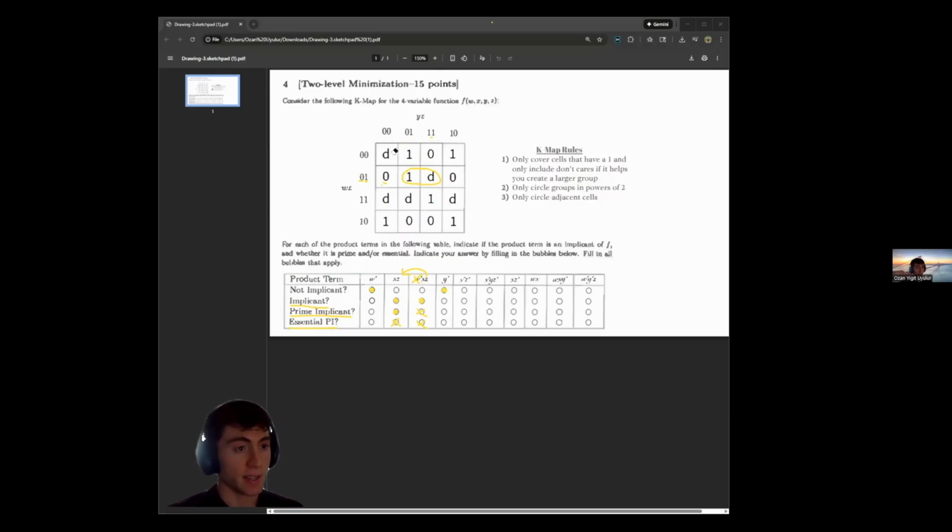Now, looking at XZ, we see that XZ is the group with the four corners. And we can determine that this is an implicant and it's prime because we cannot make this group any larger, because there are zeros right here and here. Now, is it essential? We see that this is bordered by two zeros and a D. There's no possible way that another prime implicant can be made a group with this one. So therefore, this is in fact an essential prime implicant.